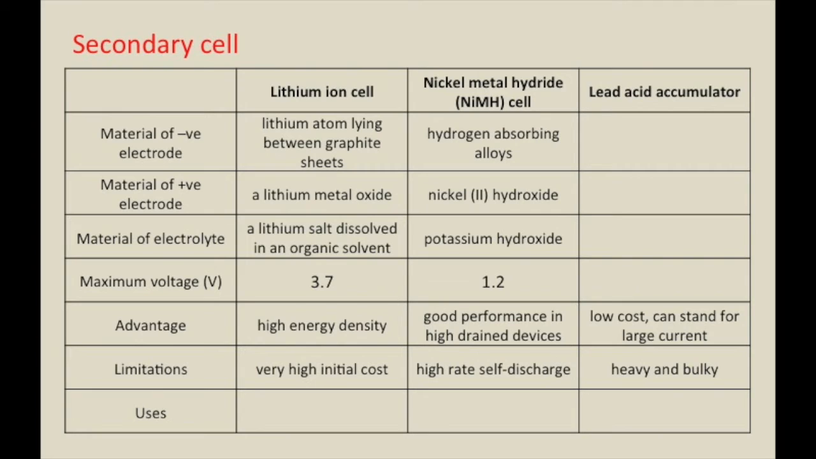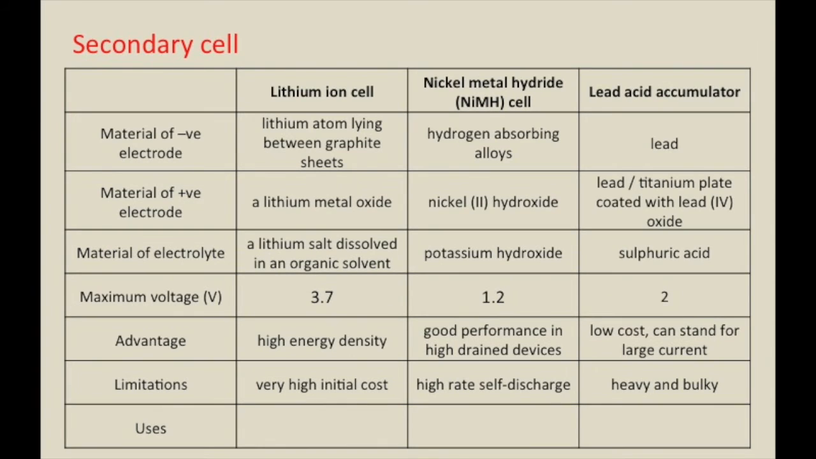For the nickel metal hydride cell, okay, once again, the negative electrode is something we call hydrogen absorbing alloys, and the positive electrode is made of nickel(II) hydroxide, and the electrolyte is potassium hydroxide. So you can see the nickel metal hydride cell, their voltage is a little bit lower than the primary cell, okay? And the lead acid accumulator, the material for the negative electrode is lead, and the positive electrode is lead or titanium plate coated with lead(IV) oxide.